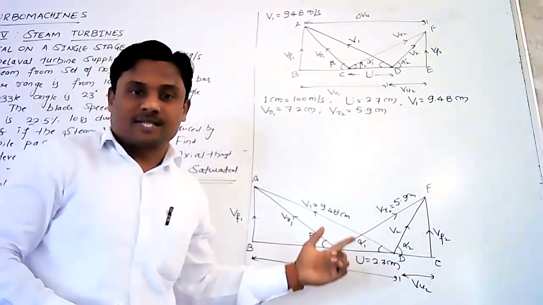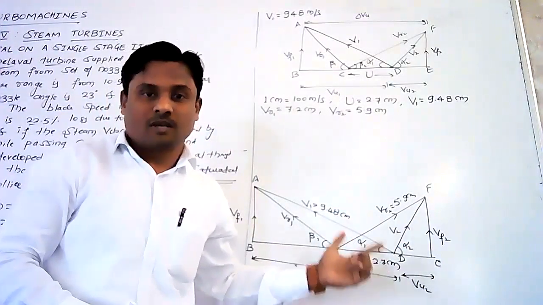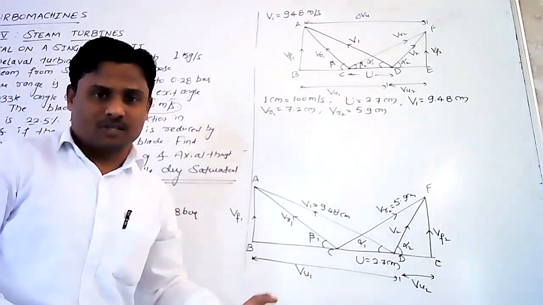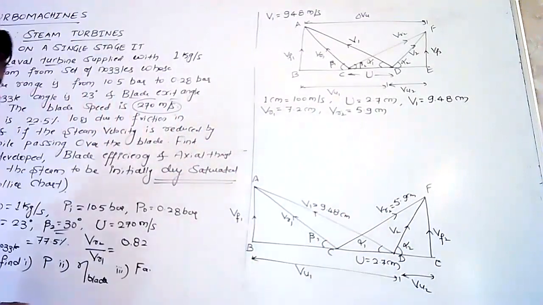Now this is the complete sketch on graph paper. Now measure all the things which are required for the calculation. In the very first bit, we need to get the value of power P.